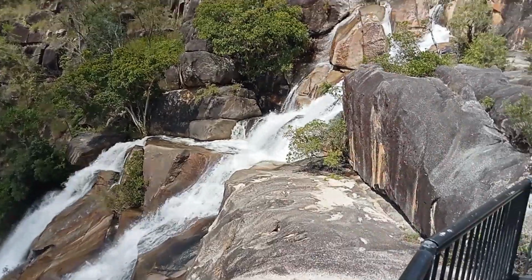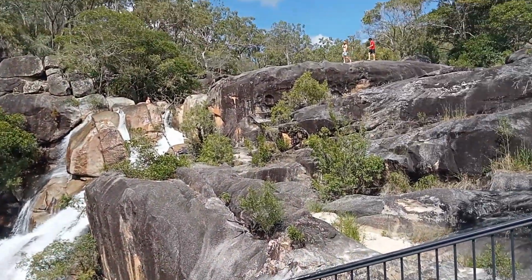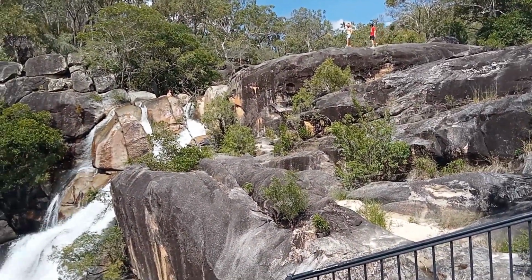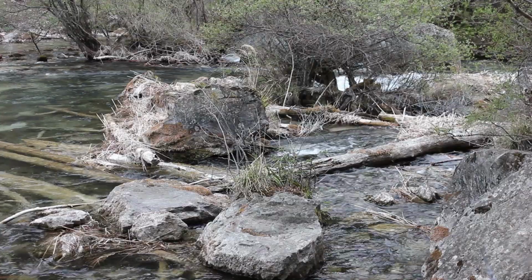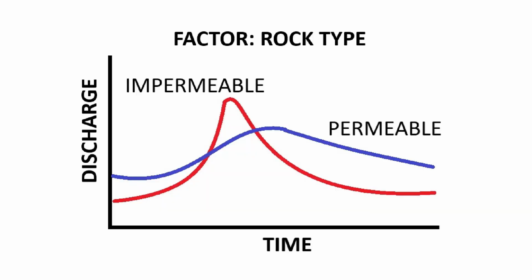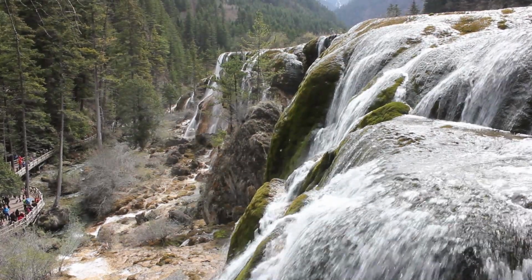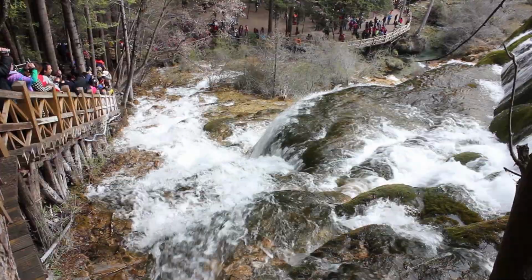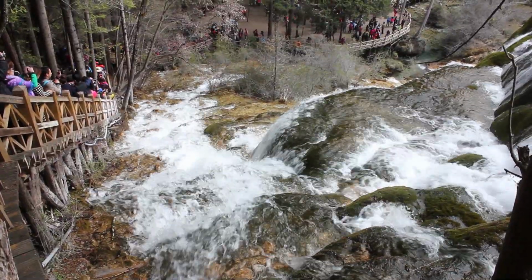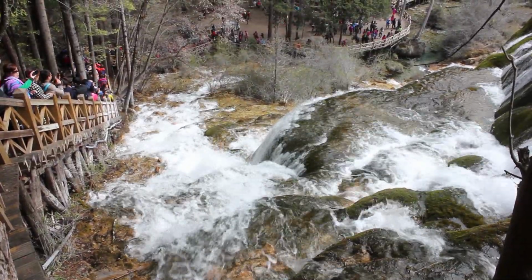Impermeable rock surfaces such as granite have higher rates of surface runoff due to the reduced infiltration and through flow. Therefore, the lag time is shorter and there is an increase in peak discharge. By contrast, more permeable rocks such as limestone will have slower rates of runoff and higher rates of infiltration and through flow.